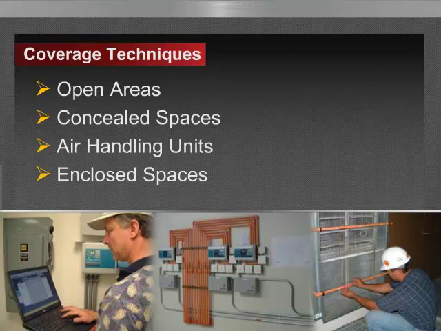So there are essentially 4 sampling methods for accomplishing this objective. And those are open area detection, and you'll see that there's a variety of considerations for open area, concealed space detection, monitoring of air handling units and mechanical airflow paths, and enclosed space detection. So typically a space may use more than one method.